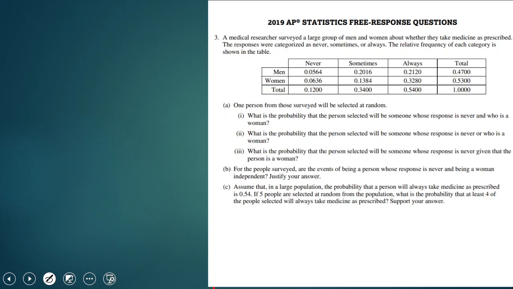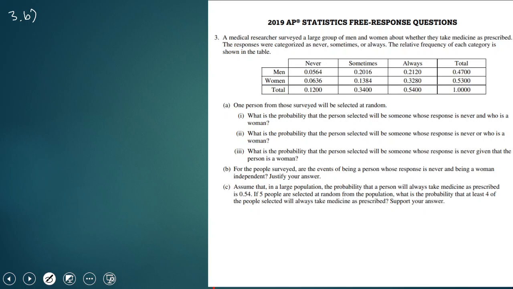Now for 3B, it says, for the people surveyed, are the events of being a person whose response is never and being a woman independent? Justify your answer. Okay, so one of the things to think about in terms of independence, there's a couple of ways to go about it. One of them is significantly easier, though.